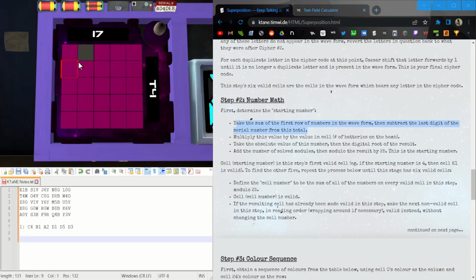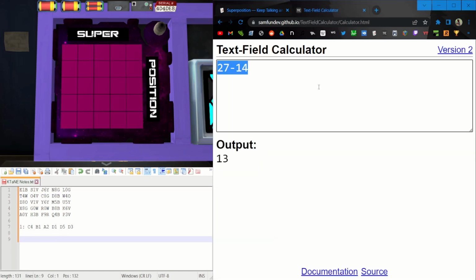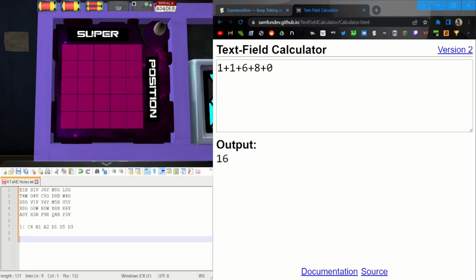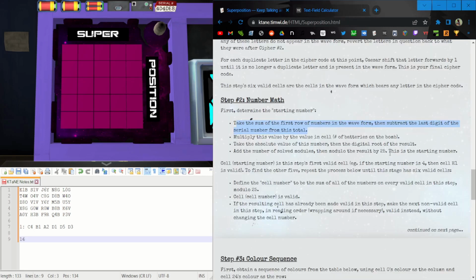In this case, the first row is this top row right here. So we need to find the sum of all these numbers, and I have them written down right here. So we have 1 plus 1 plus 6 plus 8 plus 0. In this case, it's 16. And we subtract the last digit of the serial number. The last digit is 8, which gives us 8.